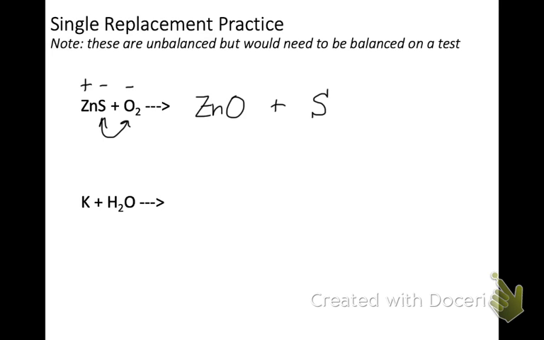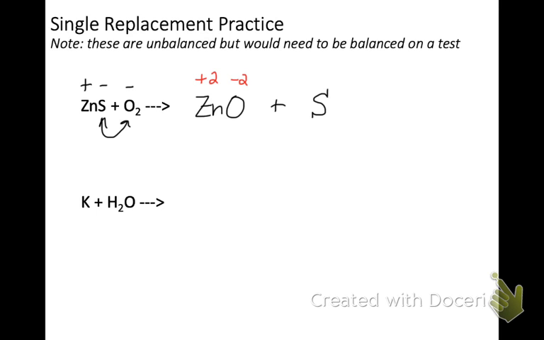The next step is for you to take a look at the charges to make sure that you have a neutral compound. Zinc has a +2 charge, oxygen has a -2 charge. So in this case, we have a neutral compound. The second question you need to ask yourself is, do I have any of the diatomic 7 elements? Sulfur is not one of the diatomic 7, so we can leave it alone.